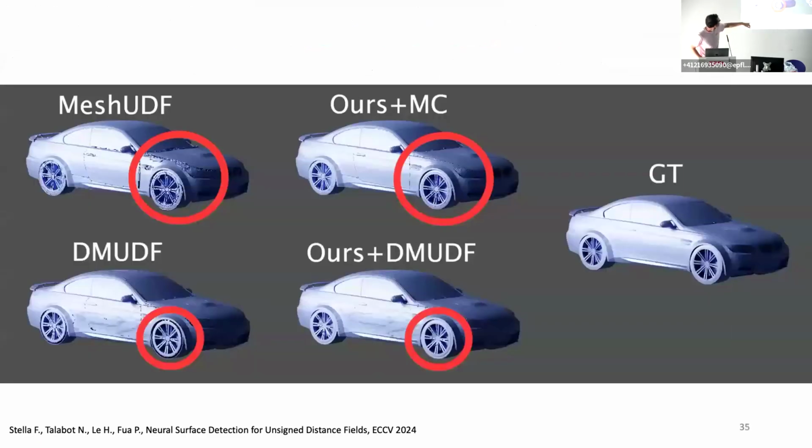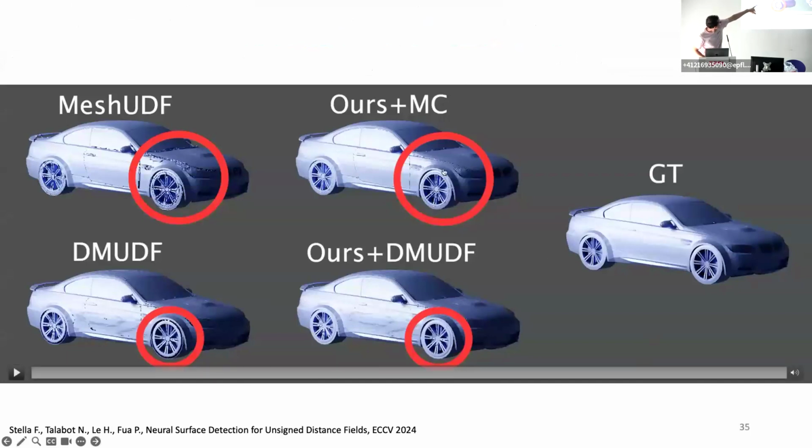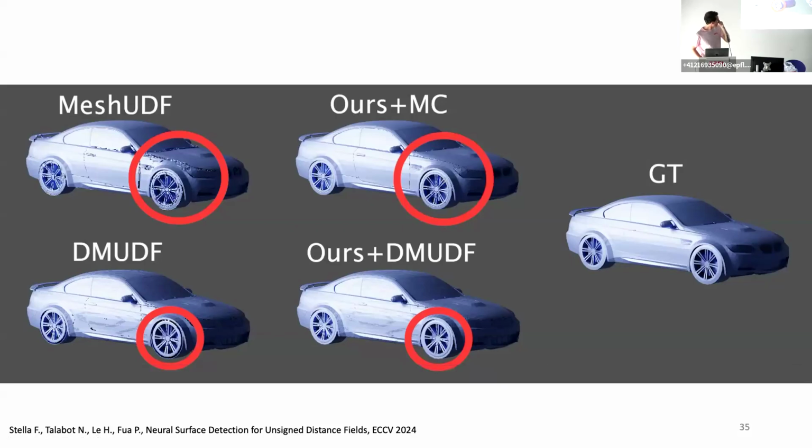Another result, sorry, forgot about this. So you see here, this is our method. This is mesh UDF. This is again our method paired with another one compared to the previous one. So for example, this one is missing one part of the wheel. Here we recover it. And here again, we have way less artifacts than mesh UDF, same as before.